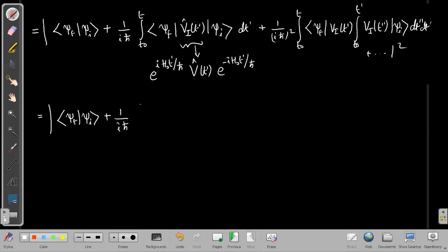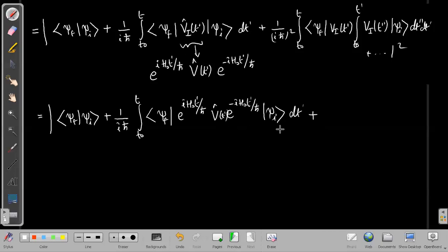1 by iħ integral t0 to t ⟨ψ_f| e^(iH0 t'/ħ) V e^(−iH0 t'/ħ) |ψ_i⟩ dt' plus 1 by ħ square integral t0 to t ⟨ψ_f| e^(iH0 t'/ħ) V(t') e^... okay, sorry, not V, just V at t'.